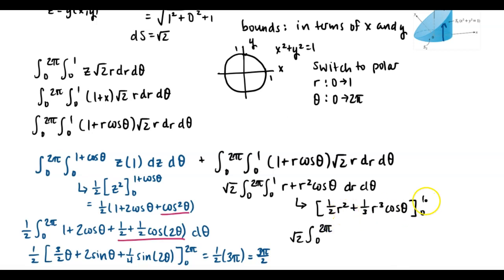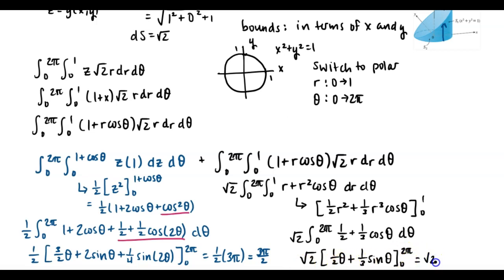This is going to give us 1/2 times 1, so 1/2 plus 1/3 times 1 cosine of theta d theta. And finally, this will give us root 2 times the quantity 1/2 theta plus 1/3 sine of theta as we go from 0 to 2 pi. When I plug in 2 pi to 1/2 theta, I just get pi. So this is going to be root 2 times pi.